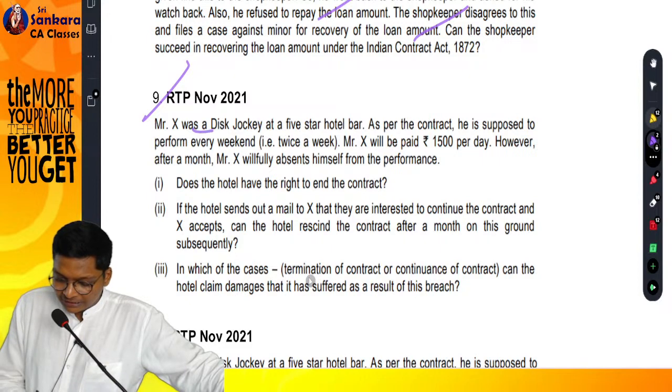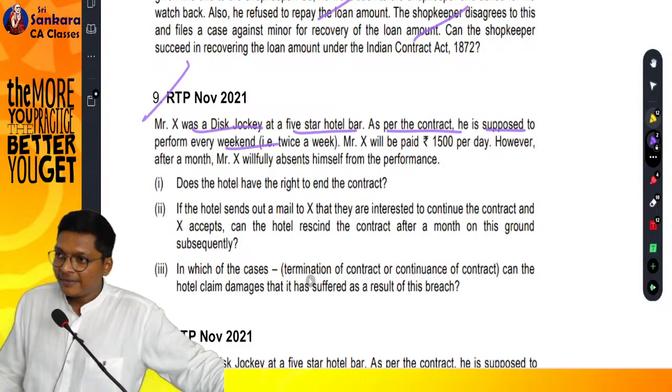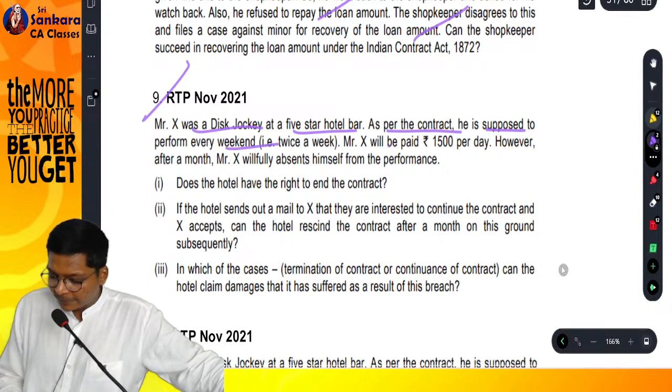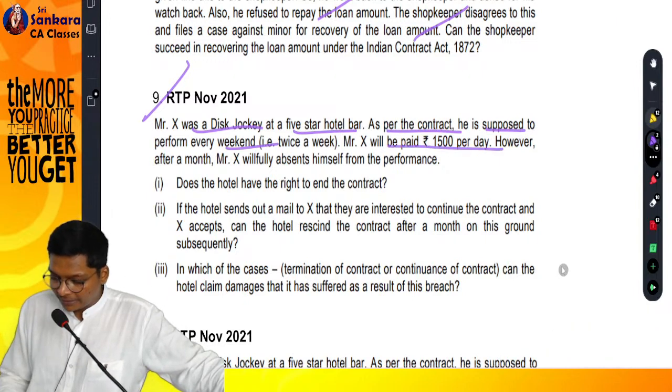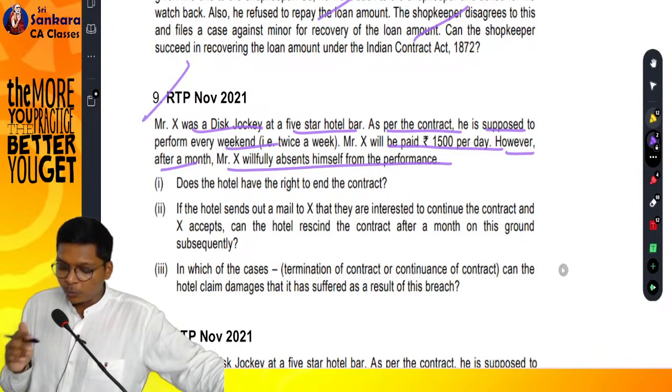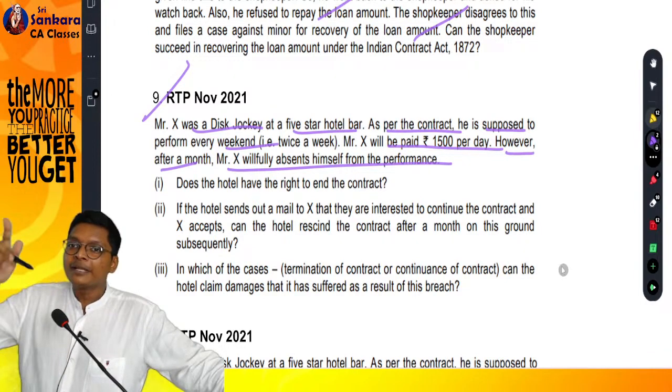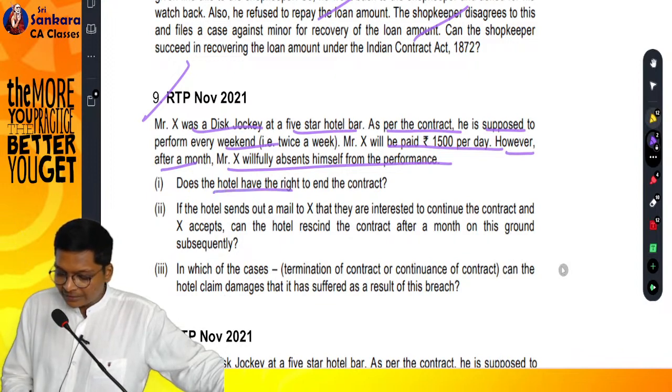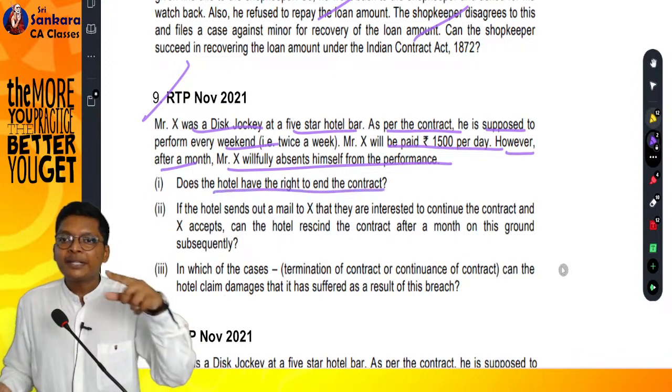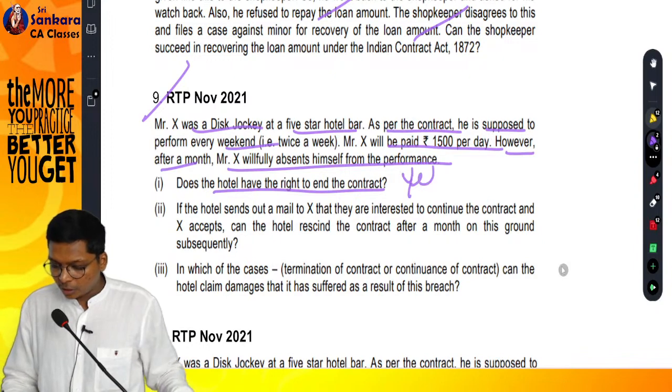Ninth answer. X was a disc jockey at a 5-star bar. As per the contract, he is supposed to perform every weekend, twice a week. X will be paid 1,500 per day. However, after a month, X willfully absents himself from performance. What are they trying to test? Quantum meruit. Does the hotel have the right to end the contract? Yes. Breach of contract, and yes, they can end the contract.